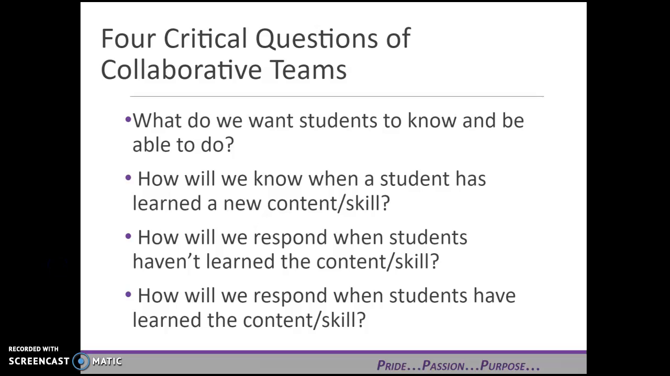Again, the 4 critical questions of collaborative teams, I'm sure you recognize those by now, but those are driving our work. And those questions again are, what do we want students to know and be able to do? How will we know when a student has learned a new content or skill? How will we respond when students haven't learned the content or skill? And how will we respond when students have learned the content or skill? The focus of our work today, choosing essential standards, is the focused work of question 1. What do we want students to know and be able to do?